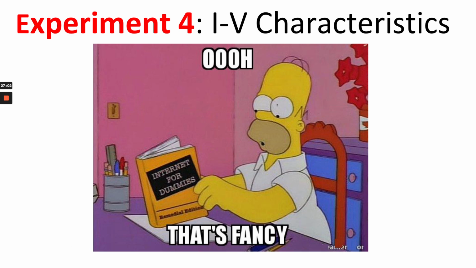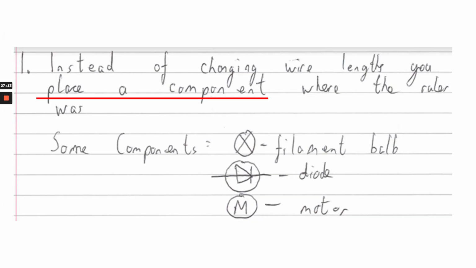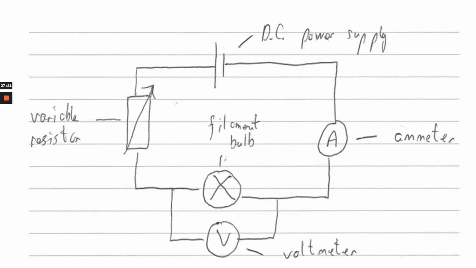Now, IV characteristics, that is experiment number 4, and it's pretty much identical to experiment number 3. You're just changing, instead of the length of a wire, the component. Okay, so look at the layout here, and you also include a variable resistor so you can change the current. So the overall setup is like this.